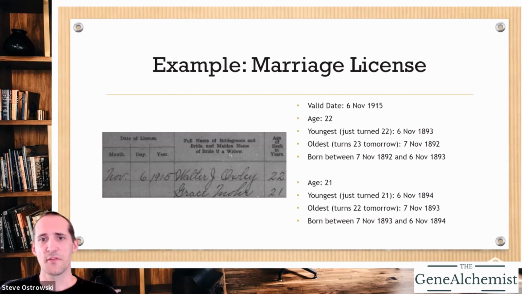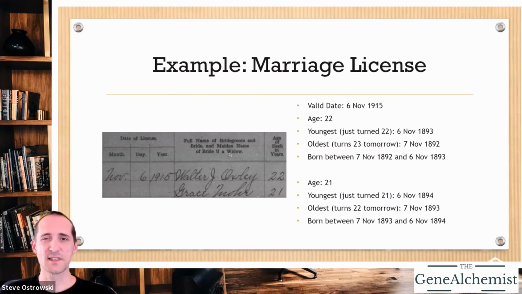So let's start with Walter at age 22. Given that valid date, given the age, the youngest that Walter could be is that he just turned 22 on that day, in which case the month and date of his birth would also be the 6th of November. And then we could subtract the 22 exactly and come up with 1893. So the youngest he could be is born the 6th of November, 1893.